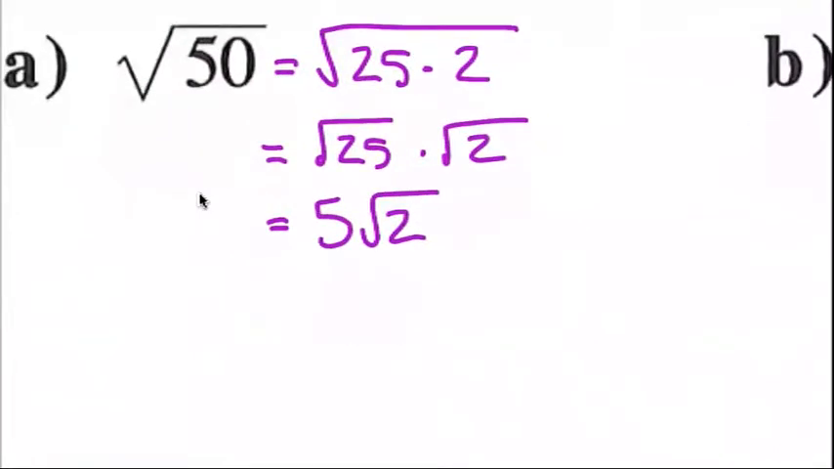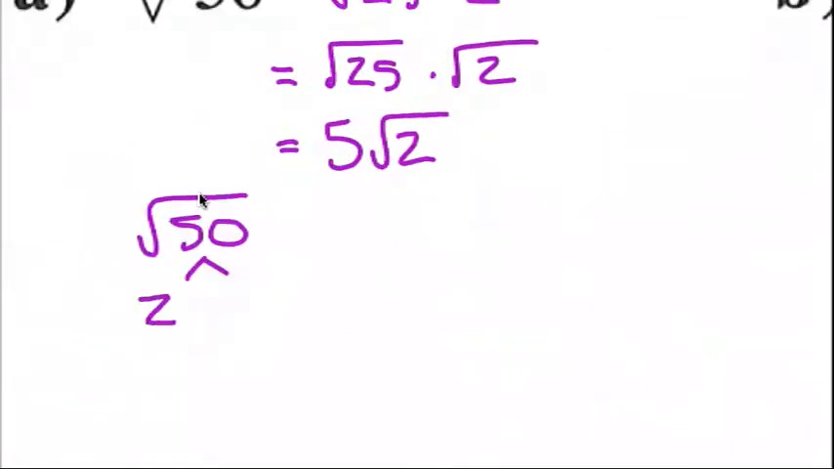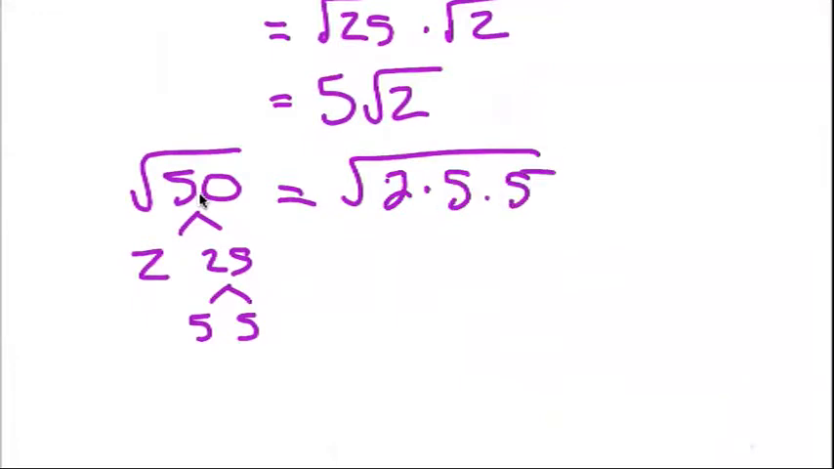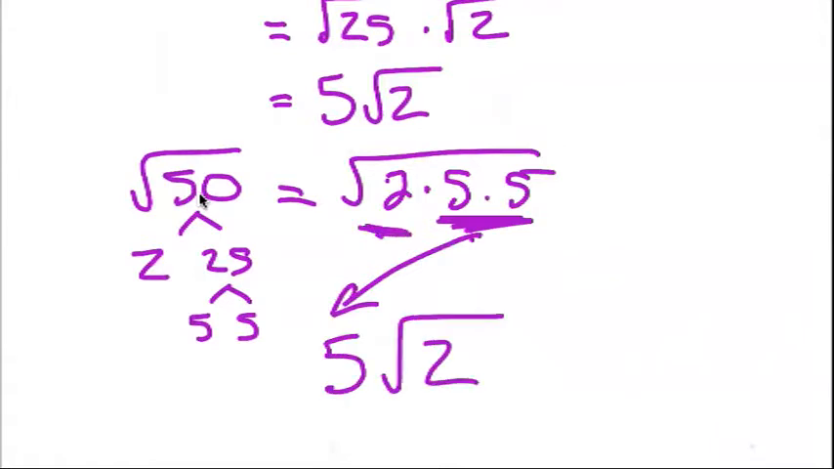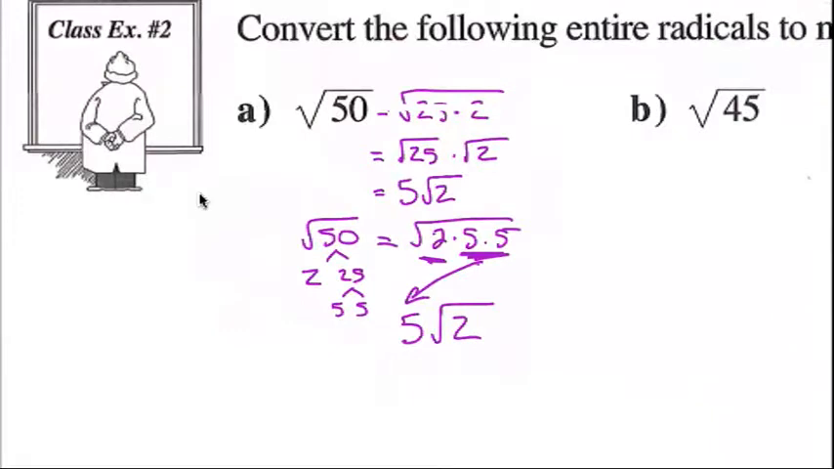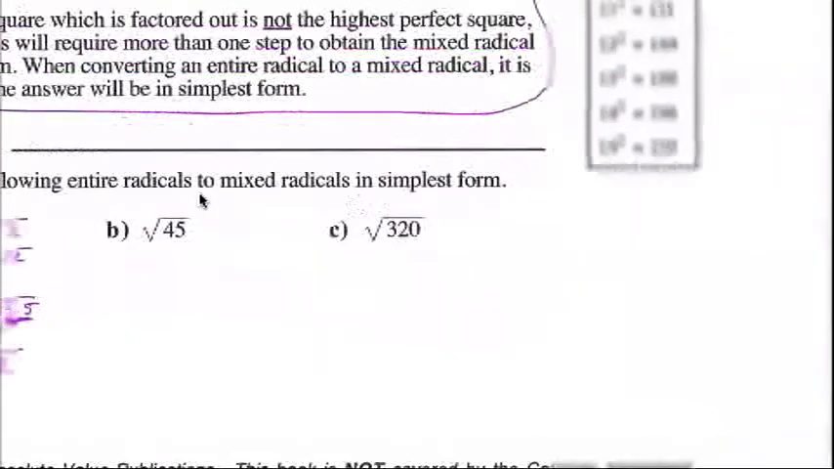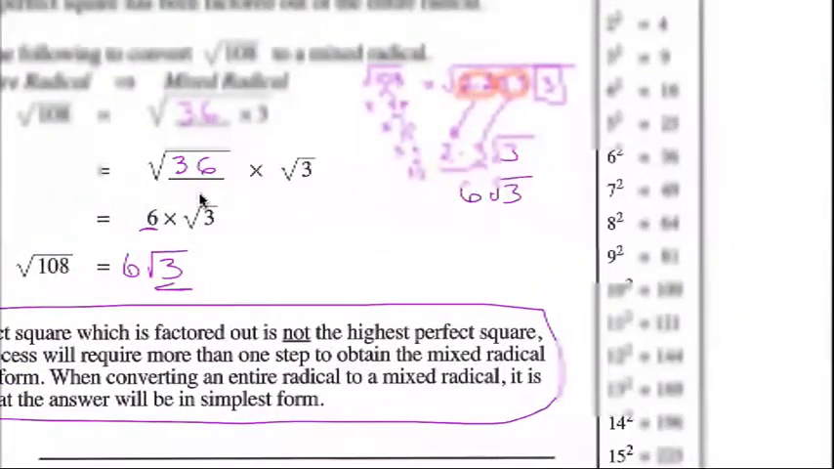Using prime factorization, I'm going to split my 50. It's going to be 2 times 25, which is 5 times 5. So I know that the square root of 50 is 2 times 5 times 5. There's a group of 5. It's going to come out of my radical, and I'm left with the 2 inside my radical, 5 root 2. Same place. Like I said, different strokes for different folks. It's going to depend on your knowledge and ability to remember all of those perfect squares.